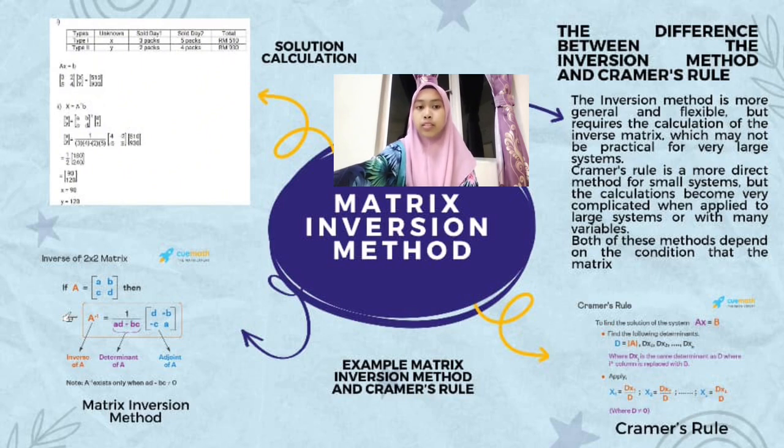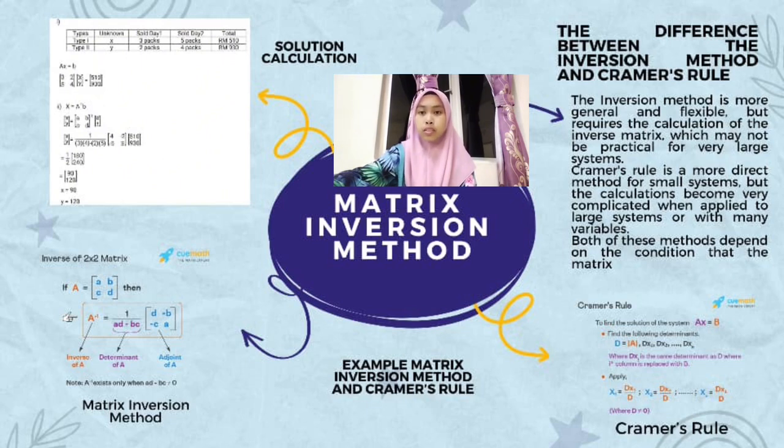Difference between an example of the matrix inversion method and Cramer's rule. The inversion method is more general and flexible but requires the calculation of the inverse matrix, which may not be practical for very large systems.